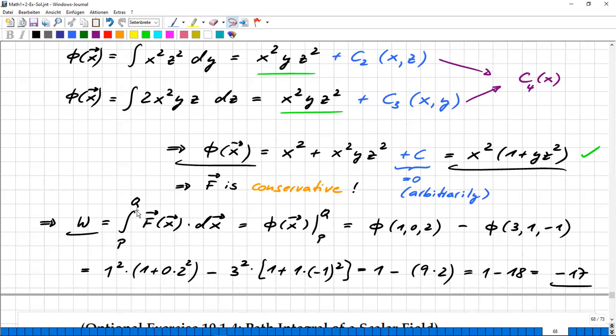Of course, if we take the path the other way, starting from Q and ending in P, the result will be positive 17. I don't know if my explanation was quite correct about potential and kinetic energy, but anyway, the exercise is done. Thanks.